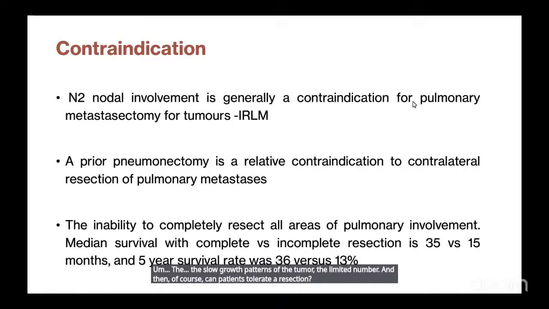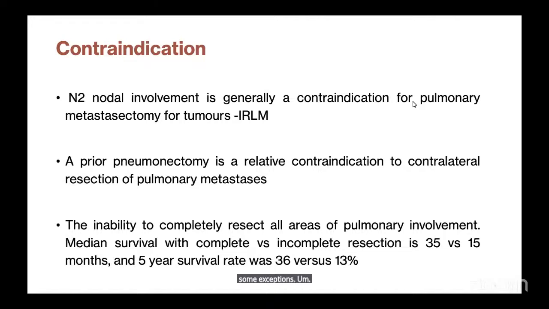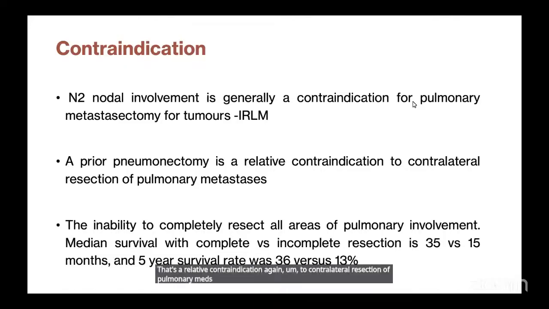Some of the contraindications, or patients who we may deem not fit for same, would be patients who have widespread N2 nodal involvement. That's generally a contraindication, and there are some exceptions. Patients who've had a prior pneumonectomy, that's a relative contraindication, again, to contralateral resection of pulmonary mets. And that, of course, would be on the concept of you want to make sure these patients have adequate cardiopulmonary reserve postoperatively and be able to get them off a ventilator. And the inability to completely resect all areas of pulmonary involvement.